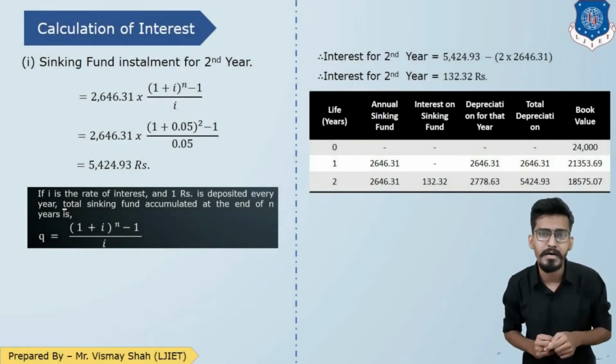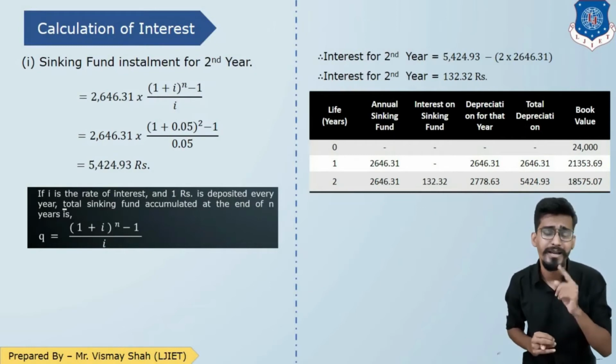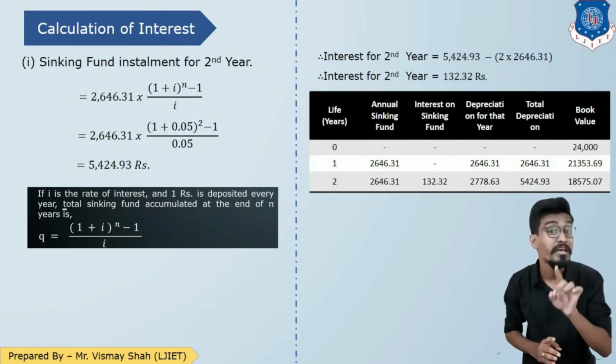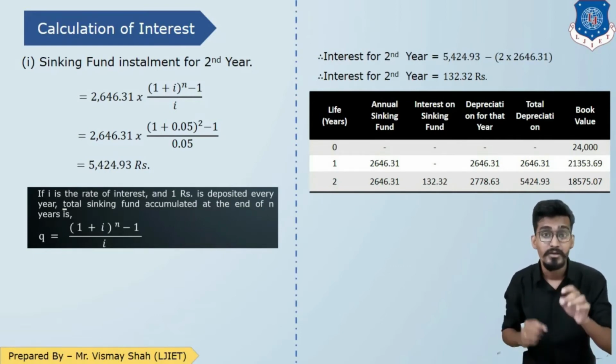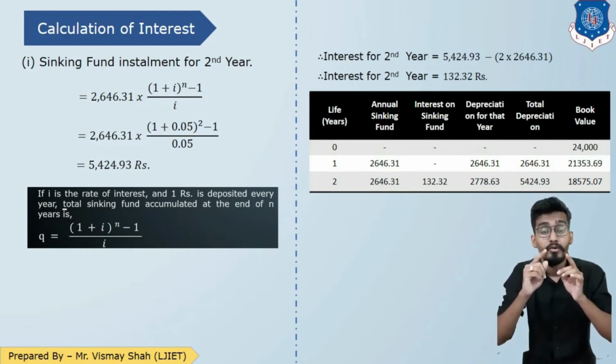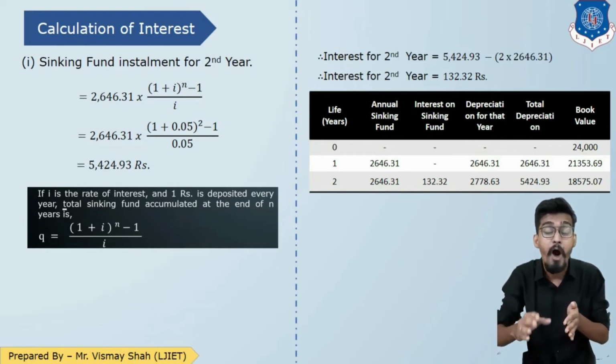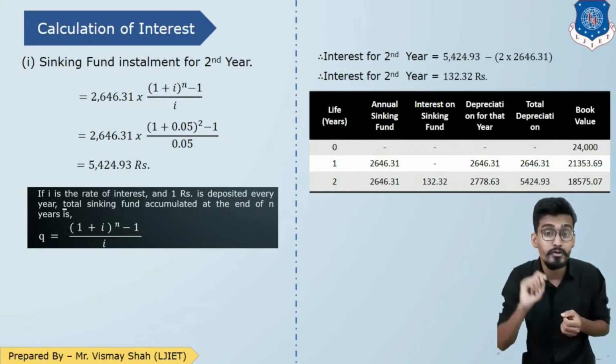Now if you recall the table, the interest will be applicable from the second year. So I am calculating the interest from the second year. Now let us see the scenario. Understand this. You are investing 2,646 rupees as sinking fund. How much interest will you get? This is similar to the Q formula. Recall the Q formula. What was it?